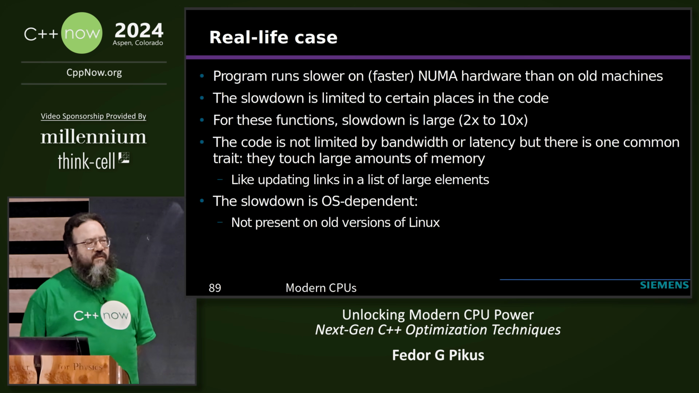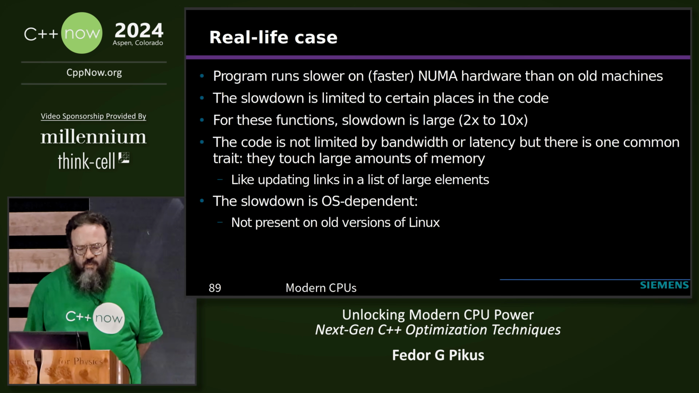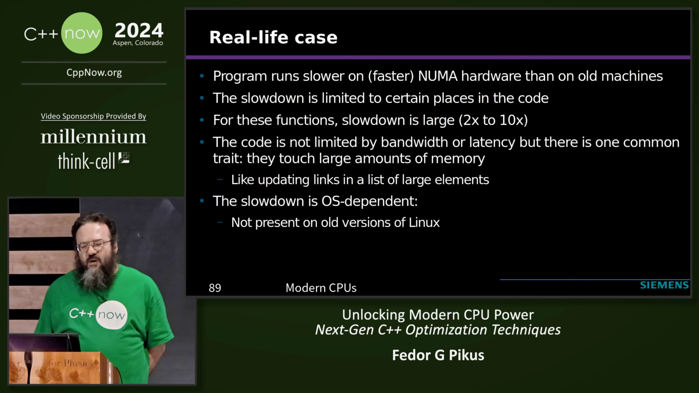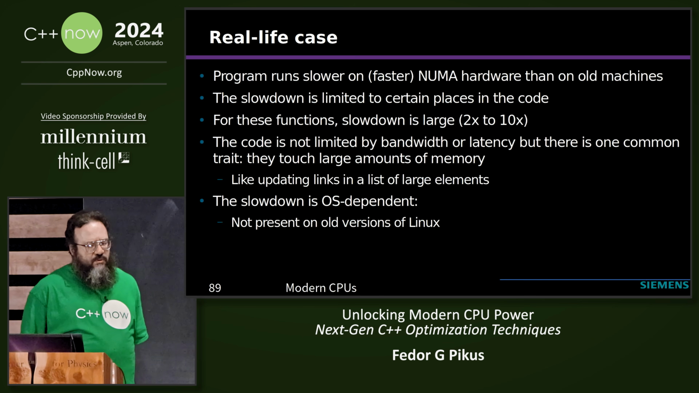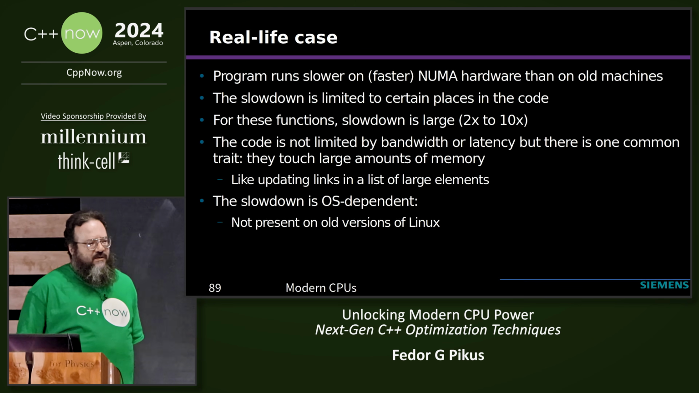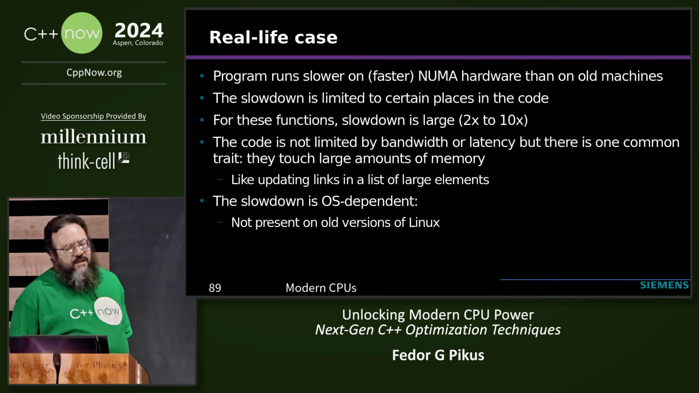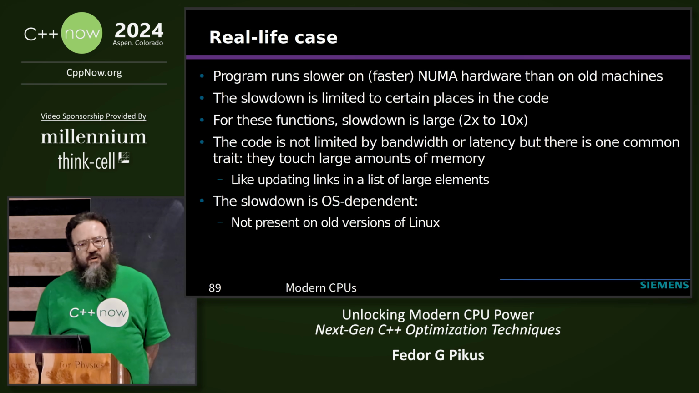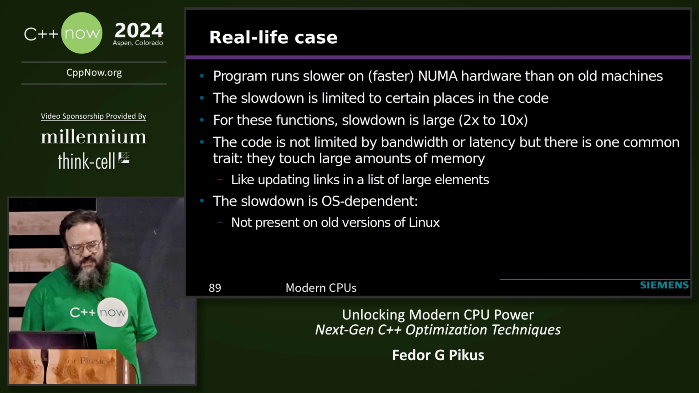we get new, faster hardware. Yes, it's NUMA, everything. All big servers are NUMA now. Our program runs slower, in absolute terms, not just failing to gain from the hardware. We detect that the slowdown is limited to certain places in the code, and where it hits, it's large, up to 10x.